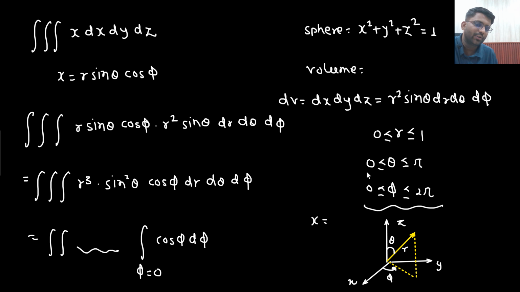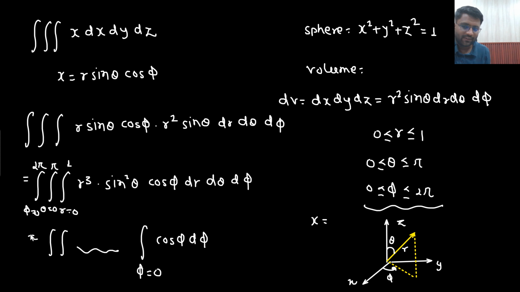Phi will be going from 0 to 2 pi. Theta will be going from 0 to pi. First let's start from r: r will be going from 0 to 1. Theta will be going from 0 to pi, and phi will be going from 0 to 2 pi. So all limits are constant, and we can solve any limit first.